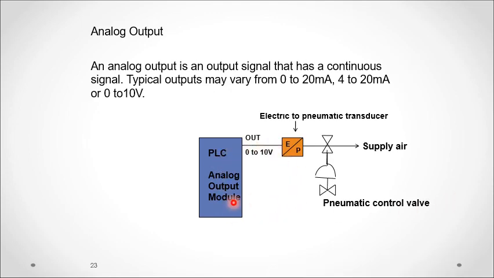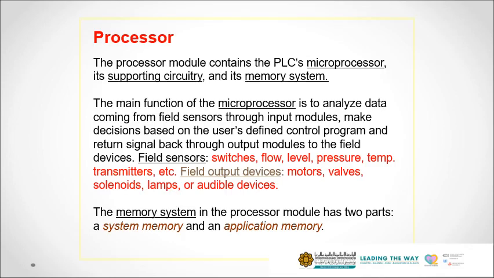So you have analog also, so you can control the valve opening. This pneumatic control valve can basically use an electric pneumatic transducer. So analog output is an output signal that is continuous, and typical outputs vary from 0 to 20 milliamps and 0 to 10 volt. So you may want to control continuous opening and closing, not just open and close. So the valve opening will be controlled in a continuous fashion. That is the example of analog output.